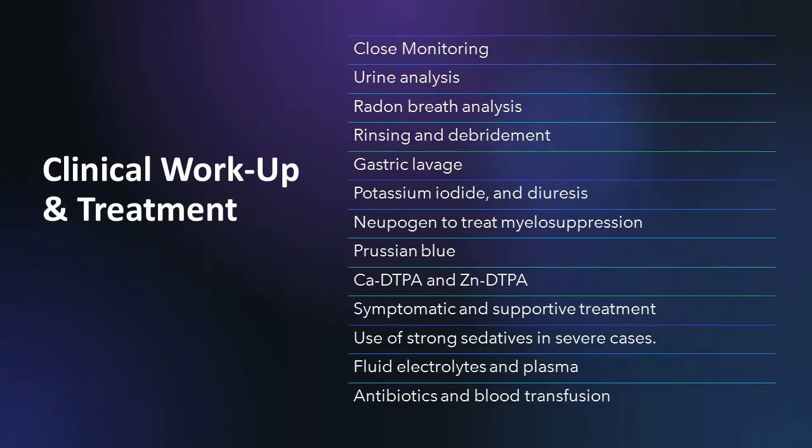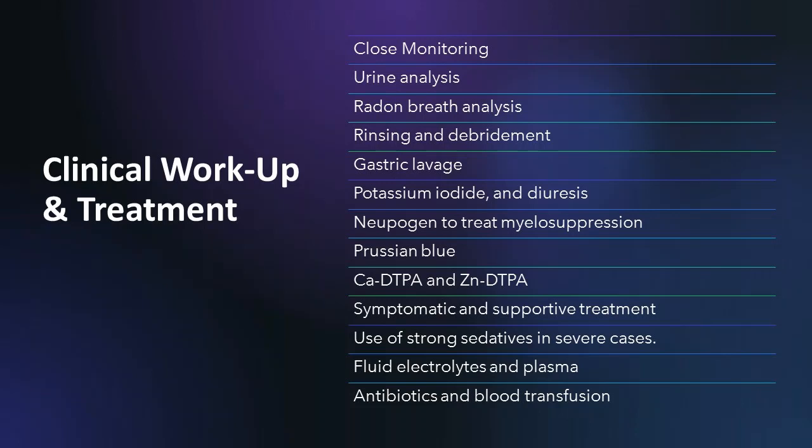Now, how to clinically diagnose and manage the acute radiation or chronic radiation sickness. Close monitoring of exposed patients using Geiger counters or whole body counters, urine analysis for non-gamma emitting radionuclides, radon breath analysis in cases of suspected radium ingestion. Treatment includes copious rinsing with water and special solutions containing an agent such as EDTA that binds many radioactive isotopes in cases of skin contamination by radioactive material.